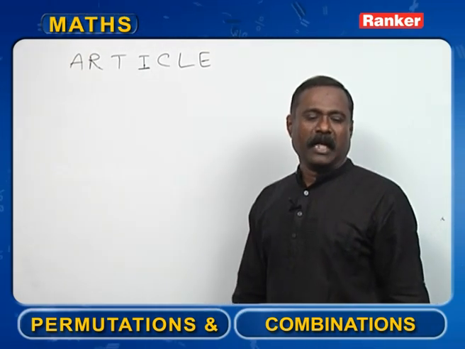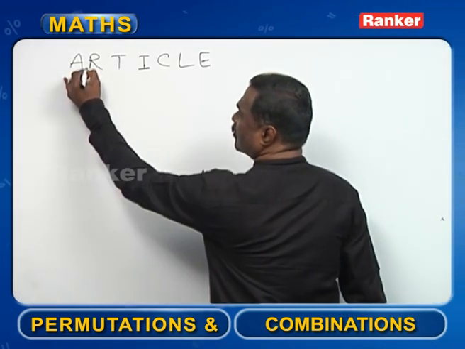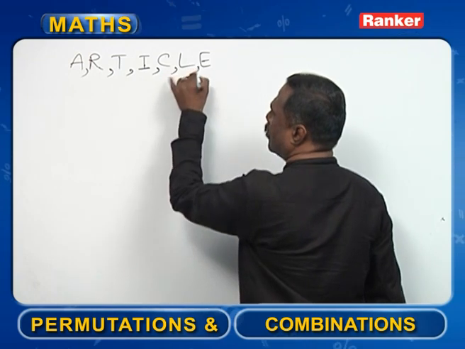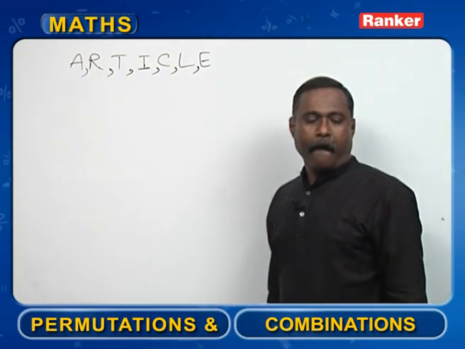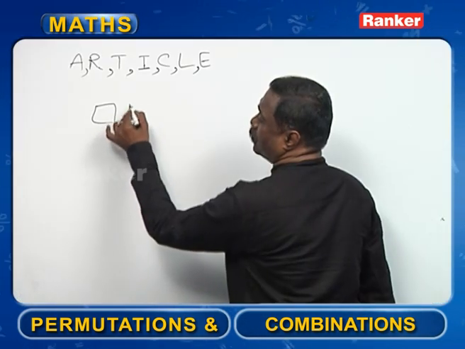The letters of the word ARTICLE are taken 4 at a time and arranged in all possible ways. Find the number of arrangements containing R and not containing E. So what are the letters here? A, R, T, I, C, L, E. Now what we need are 4 letter arrangements.